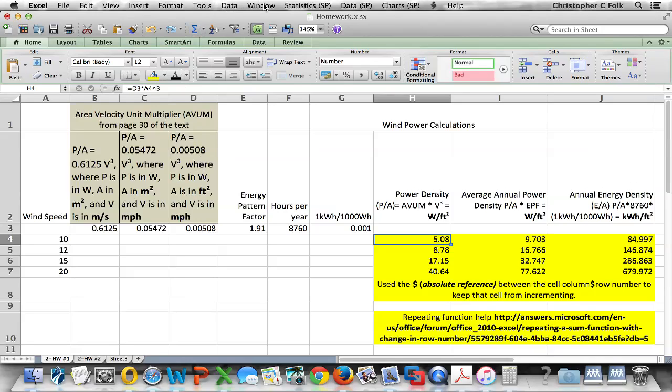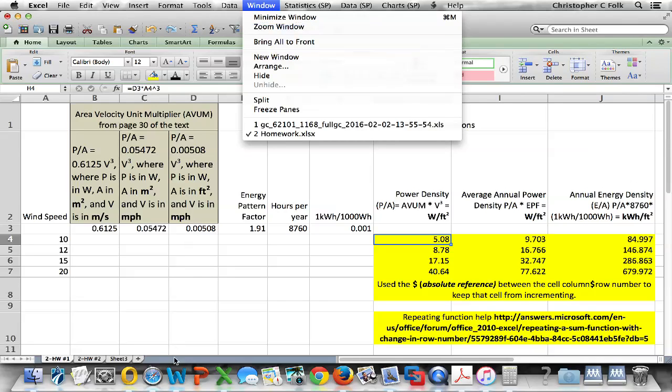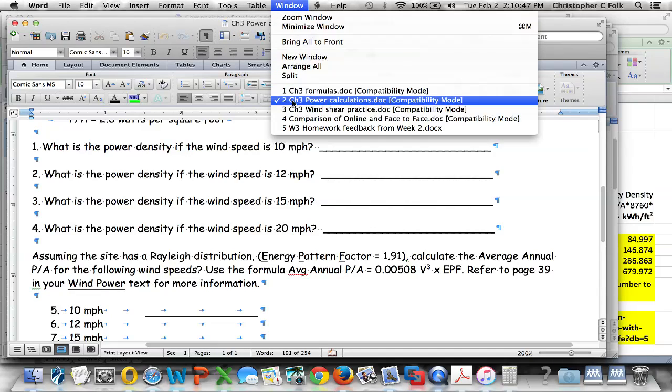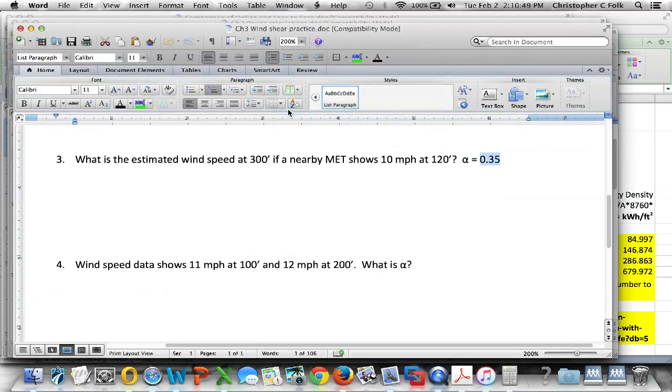I'm going to go back to the Word file, and we will look at the wind shear calculation. Quite a few people got number 3 wrong. In number 3, we needed to calculate what the new wind speed would be at 300 feet, the new height, if the original wind speed was 10 miles an hour, measured at the original height of 120 feet, taking into account the 0.35 wind shear value.